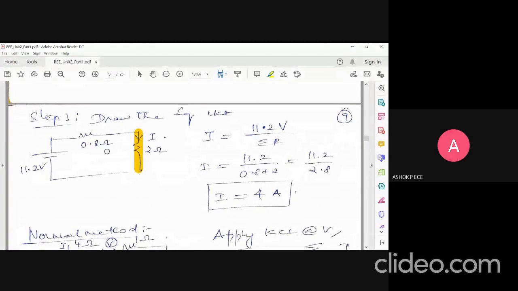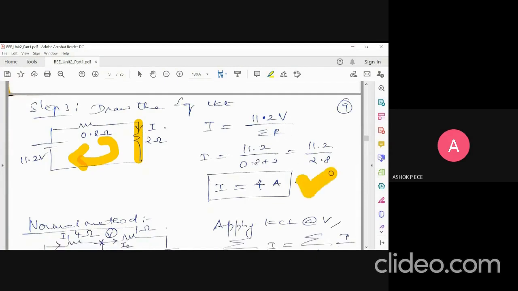So now you know current is going to flow away from the battery. So this is going to be the current direction. If I apply Kirchhoff voltage law, I can write I is equal to V by R. V is 11.2. The same current is flowing through 0.8 and 2, so both are in series. So 11.2 by 0.8 plus 2. So you get the answer as 4 amperes.